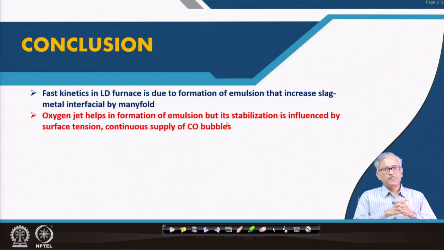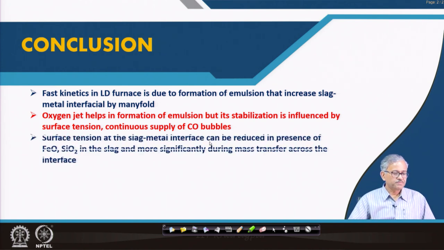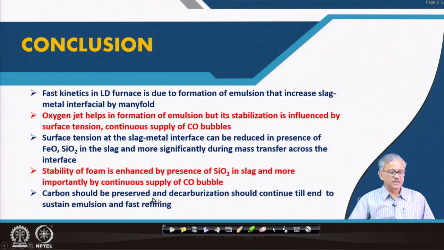In case of the slag metal interface, the surface tension decreases significantly during refining. That is the welcome thing. And another thing is that if you have SiO2 and FeO, that also helps in emulsifying the metal in slag. And in case of the foam, it is the continuous supply of CO bubbles that is important. Although the SiO2 in the slag stabilizes the emulsion, if you want to have a very stable emulsion all the time, you should have a continuous supply of CO gas bubbles. That is very important. And the surface tension at the slag metal interface, as I said, can be reduced. That is most important.